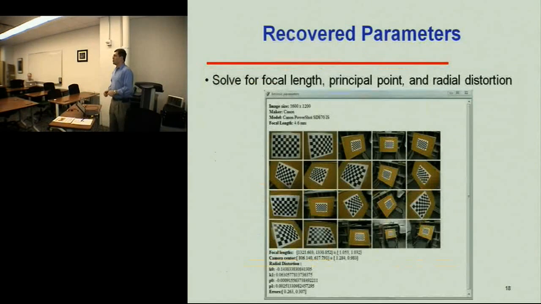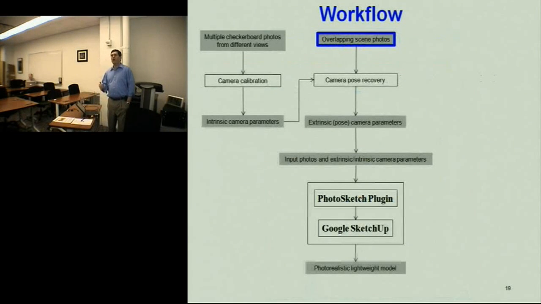So assuming all goes well, this is a window that you would typically find pops up within the PhotoSketch plugin. It shows you the images that you've selected. Those are some basic examples of checkerboard patterns you'd be acquiring. And then it prints out some information about the camera and its focal length, principal point, and radial lens distortion that was solved for. Okay, so at that point, we've recovered the intrinsic camera parameters, we've done camera calibration, and we can proceed with the main branch.